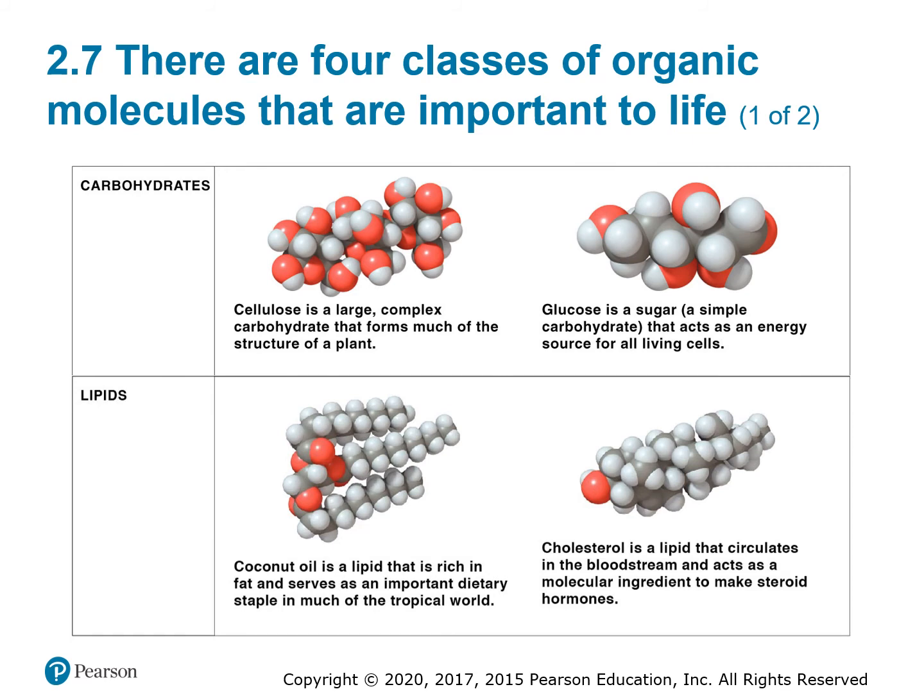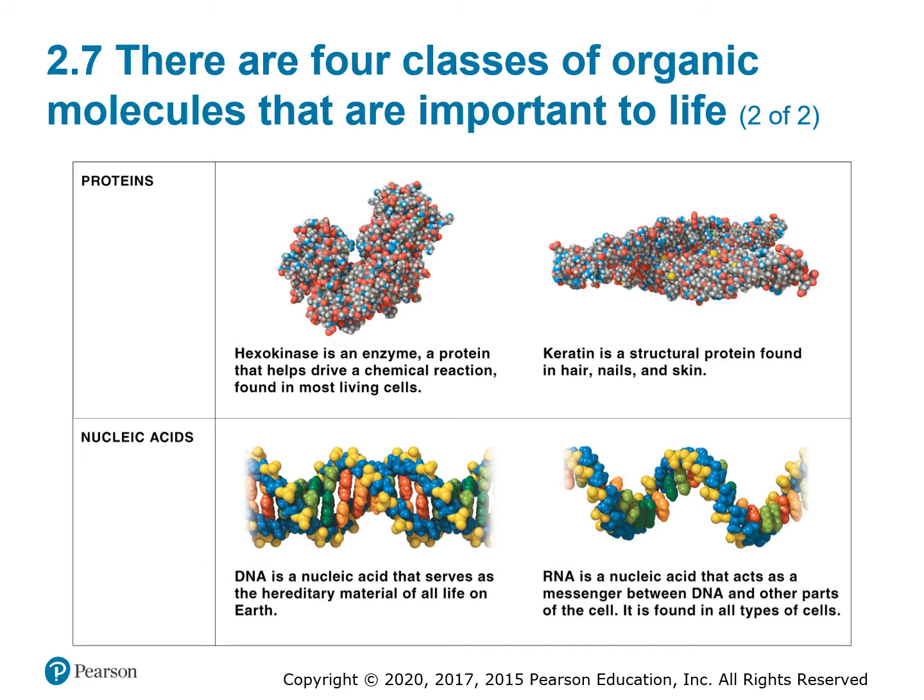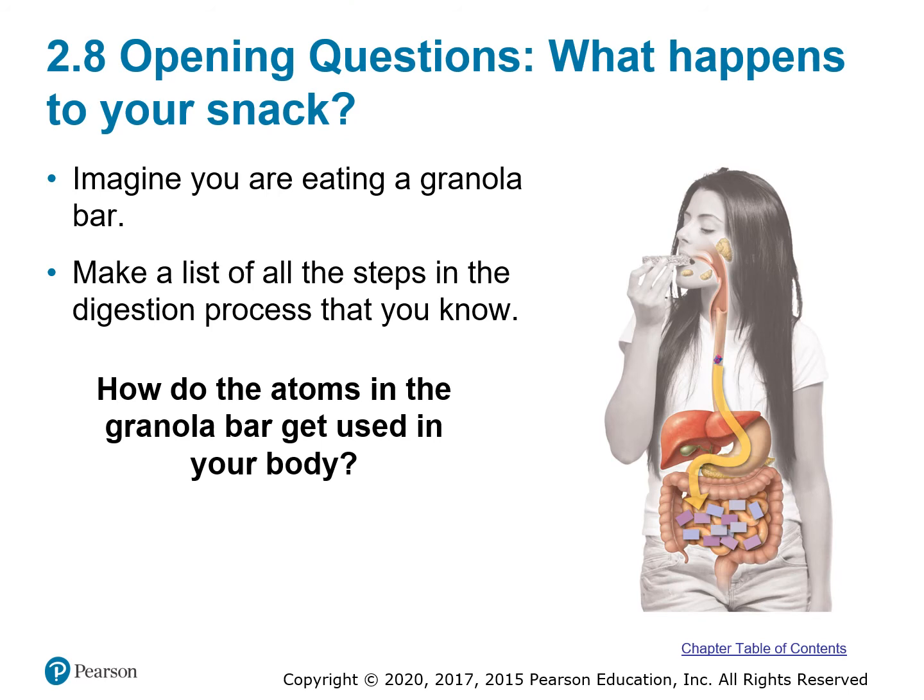When we think about carbon molecules in the body, there are 4 classes of what we call organic molecules, or carbon-based molecules, that are important to life. These include carbohydrates, lipids, proteins, and nucleic acids. So how do we get all of this matter into our bodies to form new molecules? We do this by ingesting food.